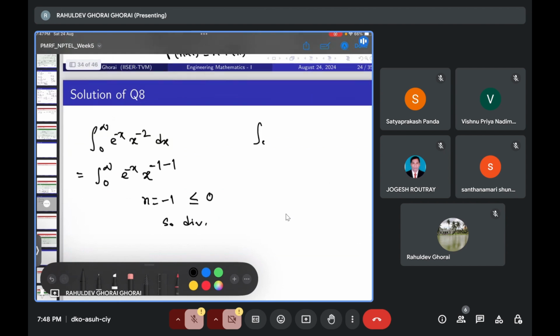So what about the integral from 0 to infinity of e to the power minus x times x to the power minus half dx? What's the corresponding value of n here?